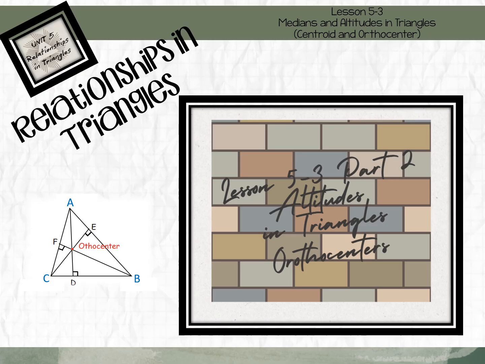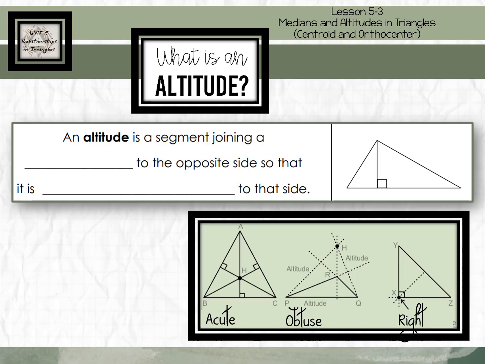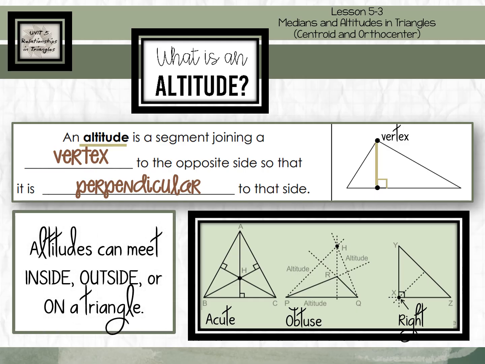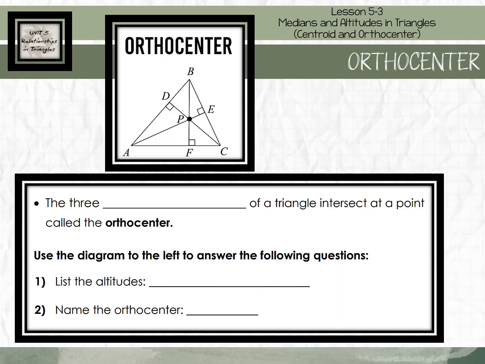Lesson 3, Part 2, Altitudes in Triangles, Orthocenter. What is an altitude? An altitude is a segment joining a vertex to the opposite side so that it's perpendicular to that side. Altitudes can be inside, outside, or on a triangle. Inside when it's acute, outside when it's obtuse, and on when it's a right triangle. Orthocenter. The 3 altitudes of a triangle intersect at a point called the orthocenter.